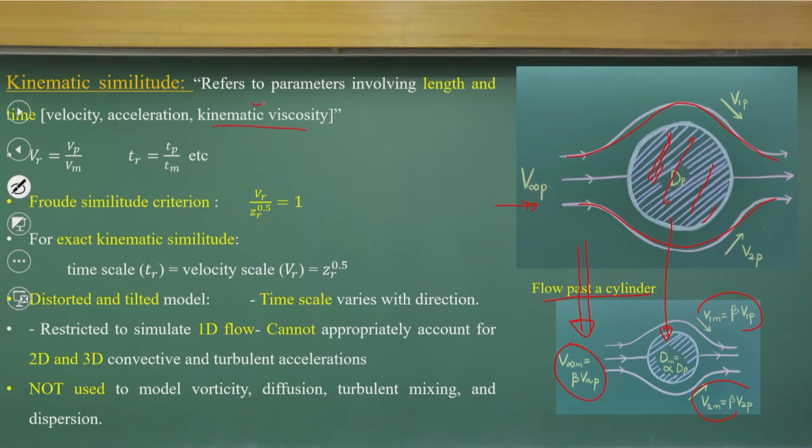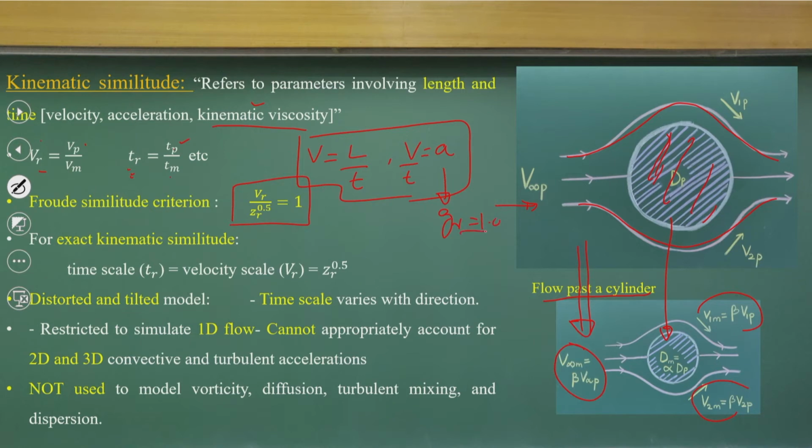Okay, that also will have the same VR, which we give as Vp by Vm, prototype by model. So, you have TR, the ratio of the time scales, which is Tp by Tm. And, as you know, velocity is equal to length by time, and velocity divided by time is the acceleration. So, if you use these two terms and look at the velocity and the length ratios as we deduce, the acceleration ratio can be considered as 1.